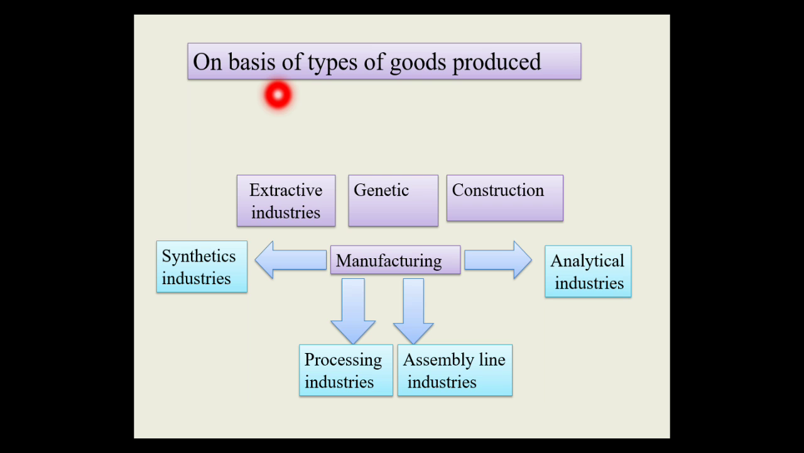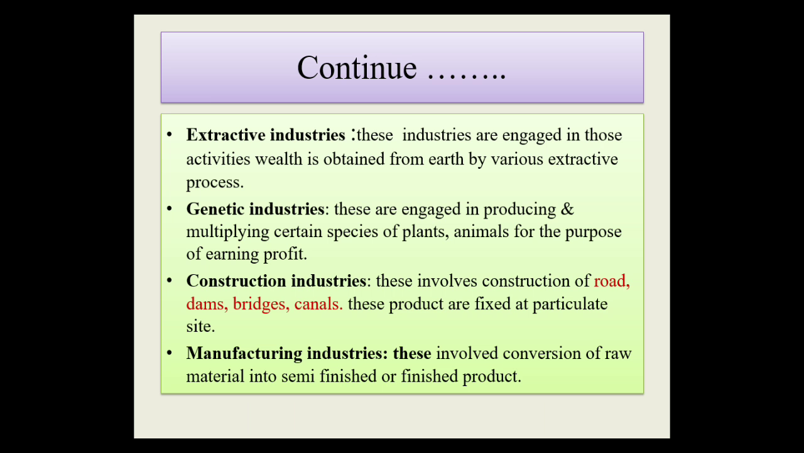First is on the basis of type of goods produced. In that there are four categories: extractive industry, genetic industry, construction industry and manufacturing industry. The manufacturing industry is again divided into four types, that is synthetic industry, processing industry, assembly line industry and analytical industry. We will see them one by one in depth.